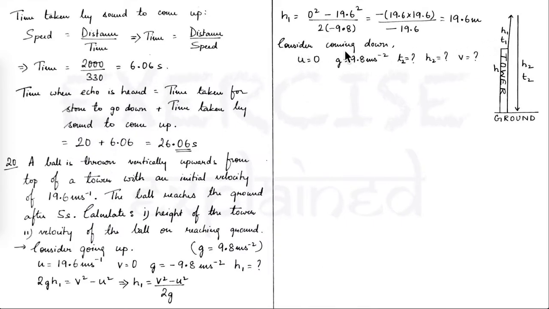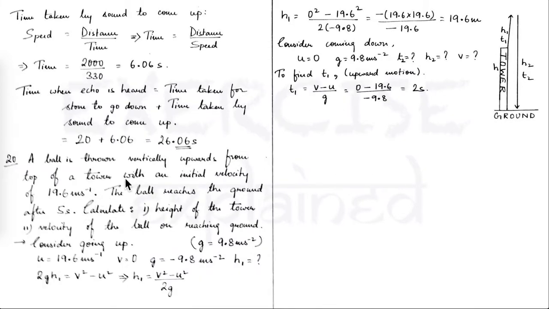Now we consider coming down, that is from here till here. Whenever something is falling down, initial velocity is 0. Acceleration due to gravity is 9.8 meter per second square. We don't know the time it takes to come down, and we don't know the height. This height is also not known. Final velocity is also not known. But what is known is the time to go up plus the time to come down, that is t1 plus t2 is equal to 5 seconds. That is what is known.